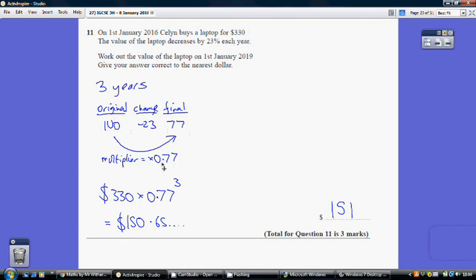So this multiplier is going to apply on each of the 3 years. You can see it's 3 years because we're going from the 1st of January 16 to 1st of January 19. So that's 3 years worth of this multiplier. So it's 330 times 0.77 for year 1, times 0.77 for year 2, times 0.77 for year 3, or in other words 330 times 0.77 cubed. Now popping that into a calculator, we get $150.65. So correct to the nearest dollar, that's going to be $151.